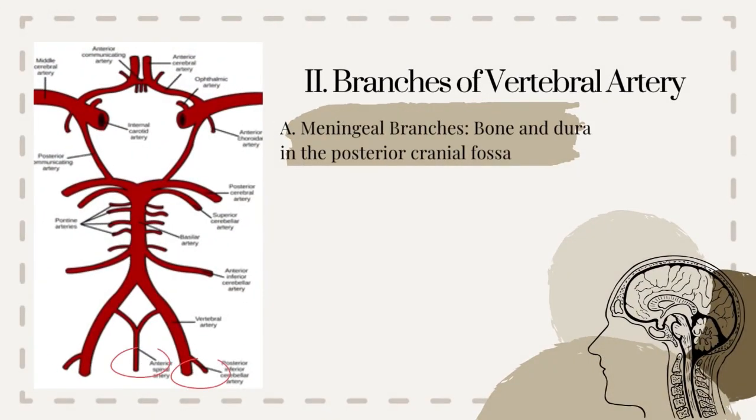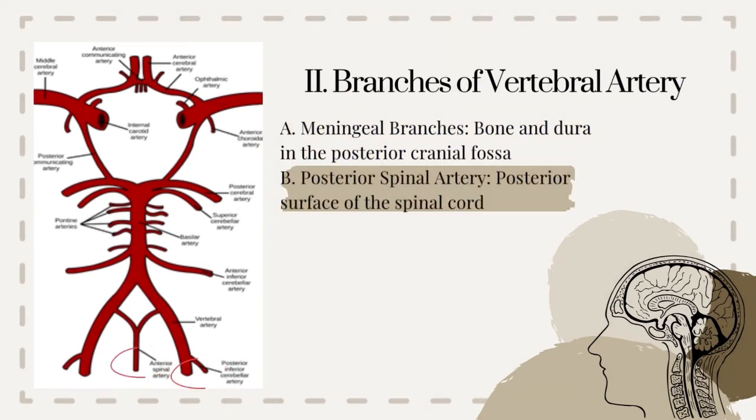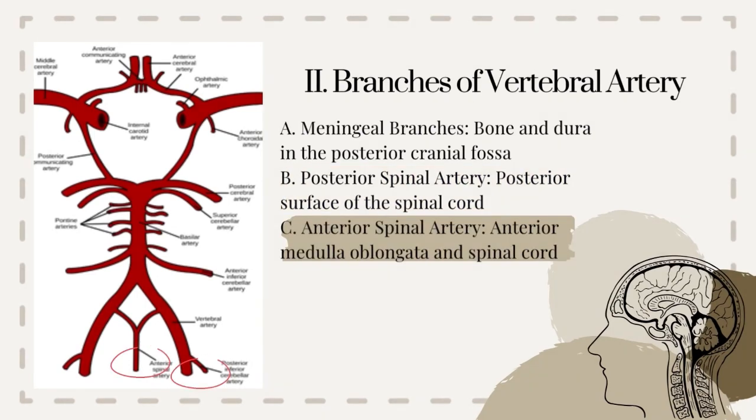So the branches include the meningeal branches that supply the bone and the dura in the posterior cranial fossa. You have the posterior spinal artery that supplies the posterior surface of your spinal cord. You have the anterior spinal artery that supplies the anterior medulla oblongata as well as the anterior spinal cord that is embedded in the pia mater along the anterior median fissure.